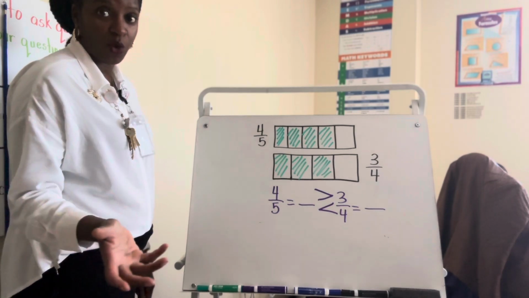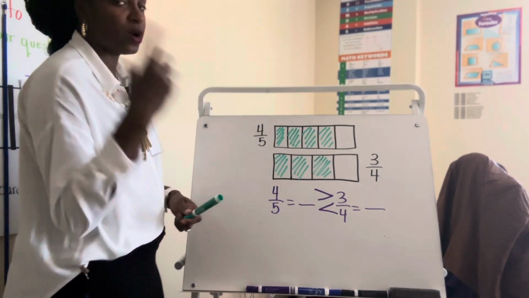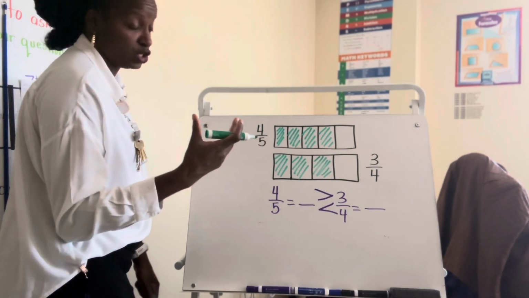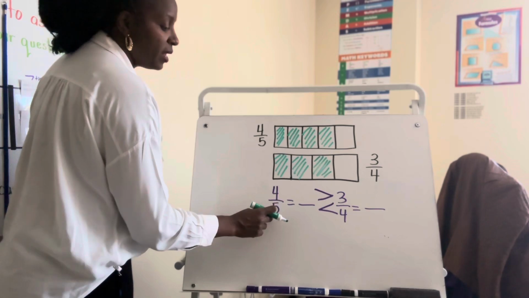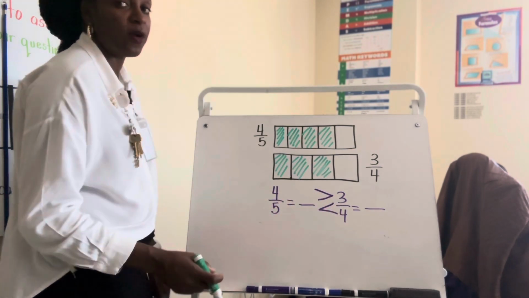So let's figure out which sign we should have. We're going to have to utilize our senses on multiplication. What is the common multiple, the least common multiple between 4 and 5?